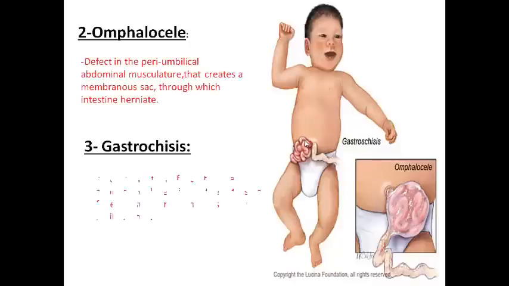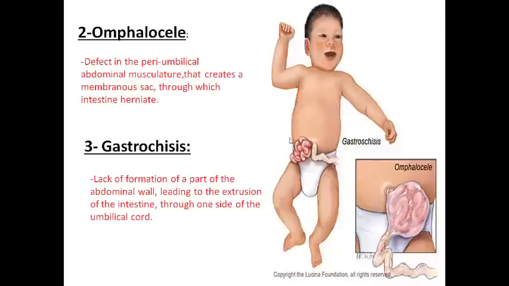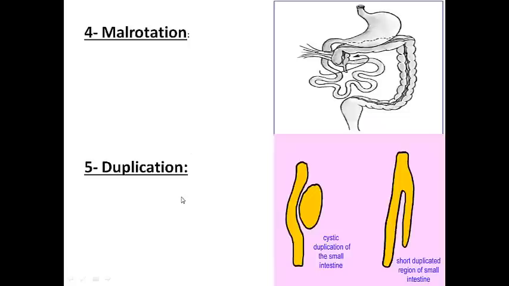This has been the second and the third anomalies, which we already finished. The fourth anomaly is malrotation. From the name, malrotation, what do I mean by malrotation? Malrotation is going to be that something is positioned in a position which is actually not its original position or its normal position. Now, in this condition, you're going to see that there is abnormal intra-abdominal position of the intestine.